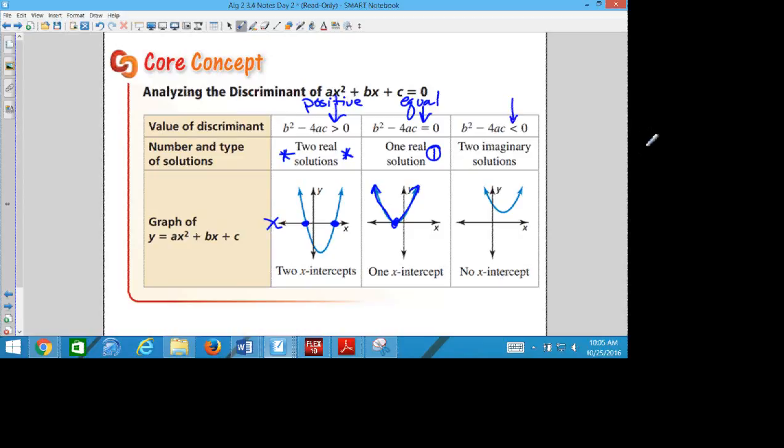And third scenario, if b squared minus 4ac is less than 0, meaning it is a negative number, then we will have two imaginary solutions. Graphically, that means there is no x-intercept. You can see the x-axis and this graph does not cross it. If there are two imaginary solutions, what will my answer have in it? I. It will have the i.